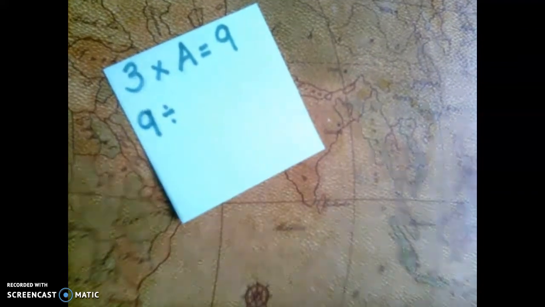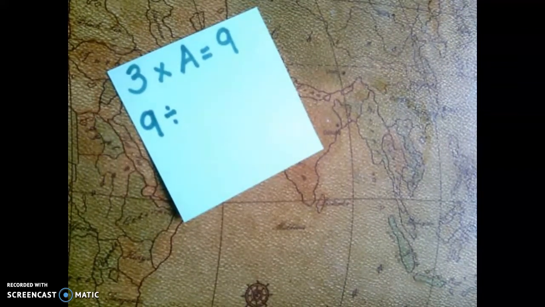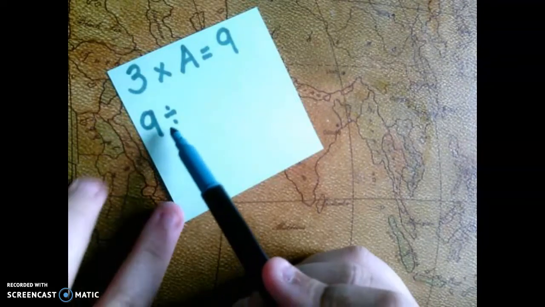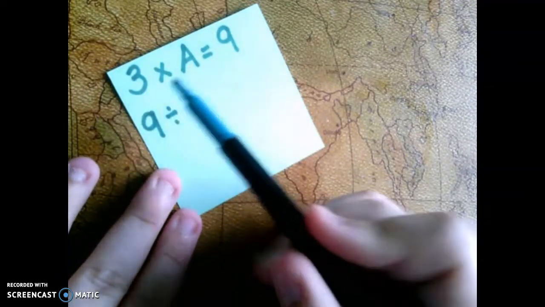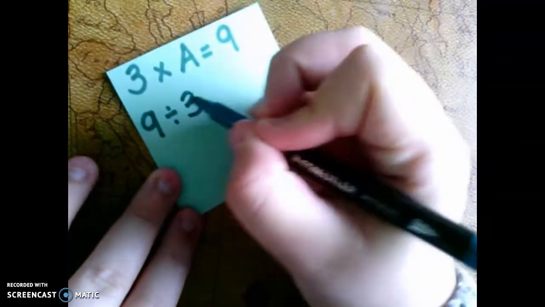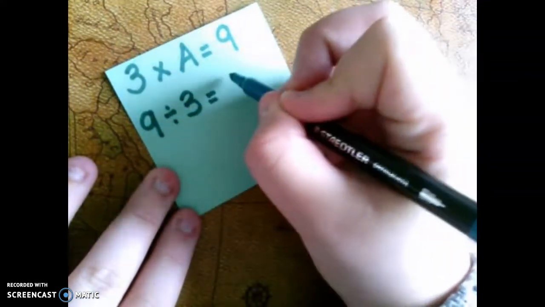Now if we look here, the last 2 parts of our equation are a 3 and the letter a. So we already know what the number 3 is. So what we're going to do is say 9 divided by 3. So we're just going to bring that down, is equal to a.